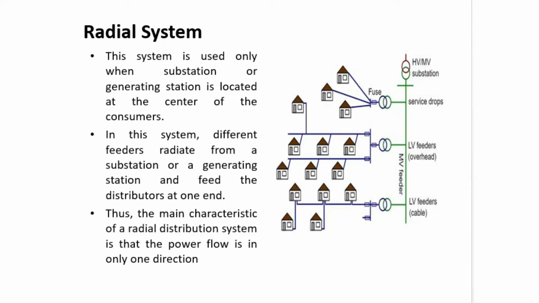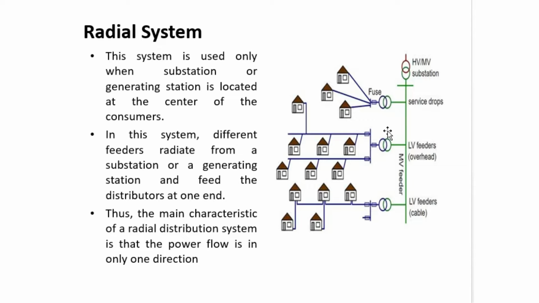This system is used only when the substation or generating station is located at the center of the consumers, and in this system different feeders radiate from a substation or generating station and feed the distributors at one end. Thus the main characteristic of a radial distribution system is that the power flow is only in one direction. You can see it in the single line diagram of a radial distribution system, that it is the simplest system and it has the lowest initial cost.